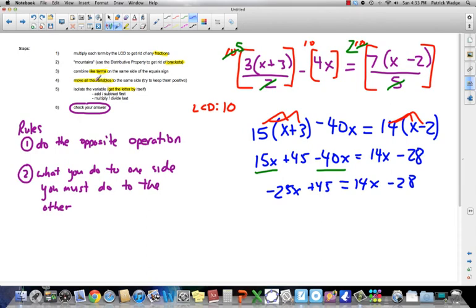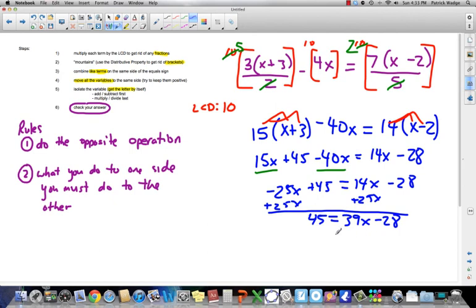Next step, move all the variables to the same side. Do you want to move the 25x or the 14x? Now, I know you might say that 14x is smaller, but it's not, because this is negative 25x, so that's the smaller one. So since this is negative 25x, we want to add 25x and add 25x. It's going to be a horrible answer. 45 equals 39x minus 28.